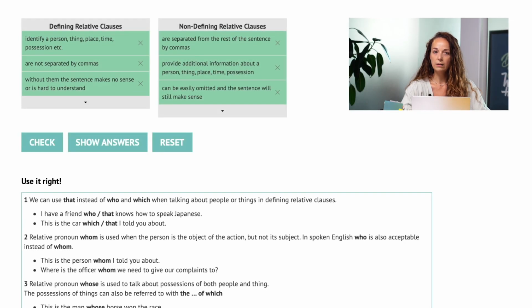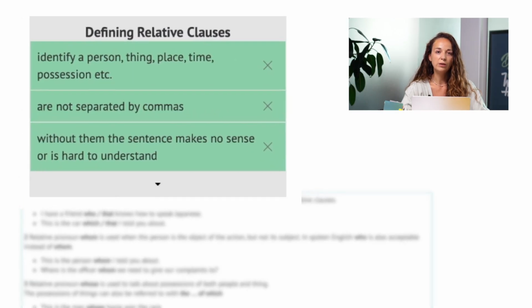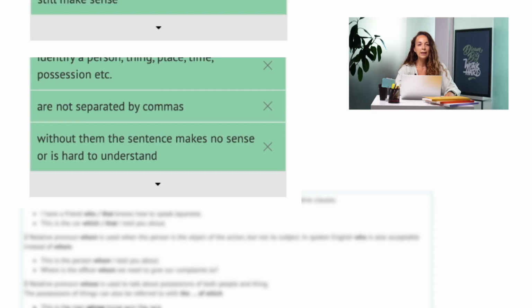Let's look at the rules again. So defining relative clauses give us essential information, the one that's important for us. They help us identify who or what we're talking about. Without this information, the sentences would be either hard to understand or wouldn't make sense at all. Such clauses do not need punctuation.